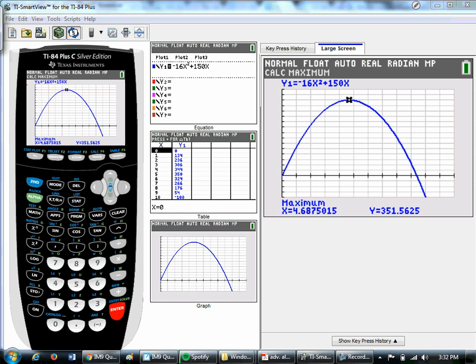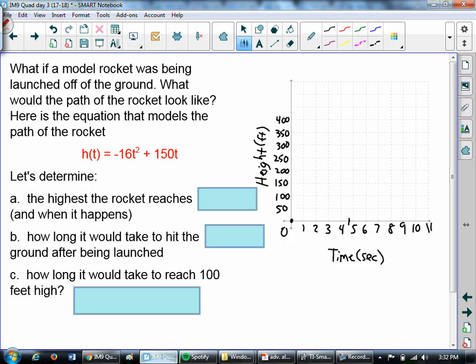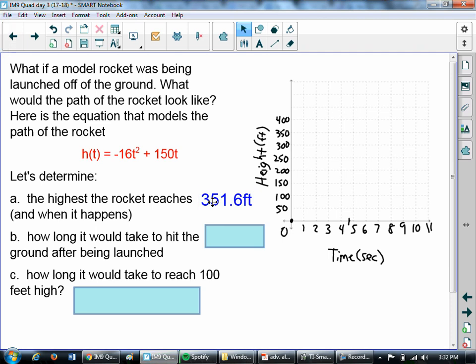Okay? Ours looks like it's at 4.7 seconds. We're at a maximum of 351.6. Okay, so go back to our lesson. So this question number 1, our maximum is 351.6, and this happens at 4.7 seconds. So at 4.7 seconds. Okay.